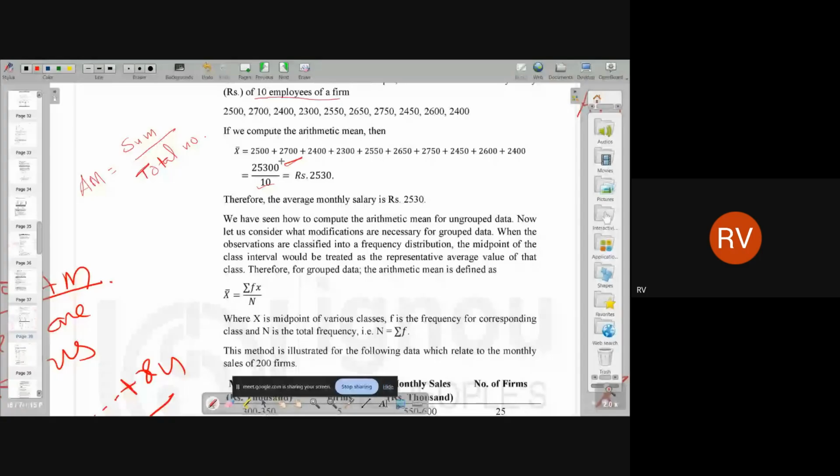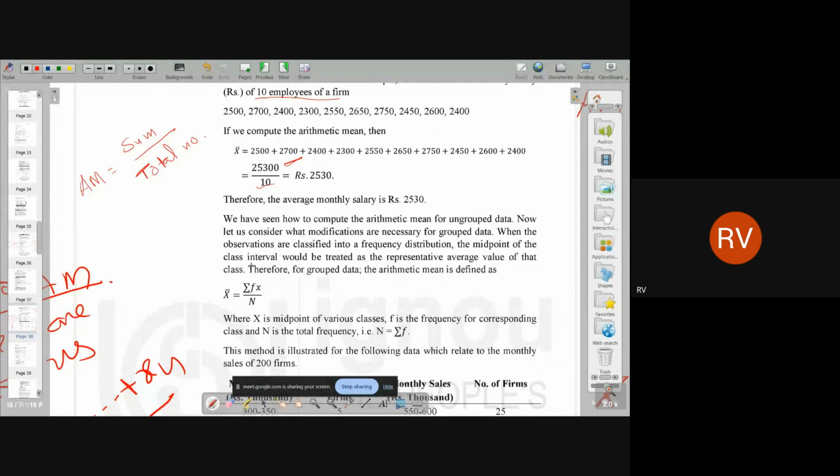Arithmetic mean considers all numbers. That is, if we have 10 numbers, we have to add these 10 numbers and then divide by 10. That is, we consider all numbers.